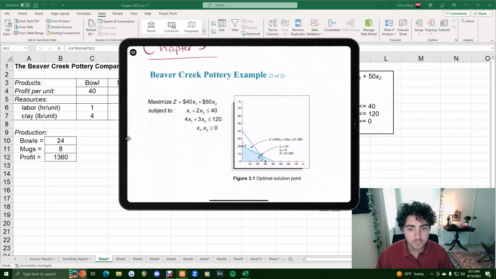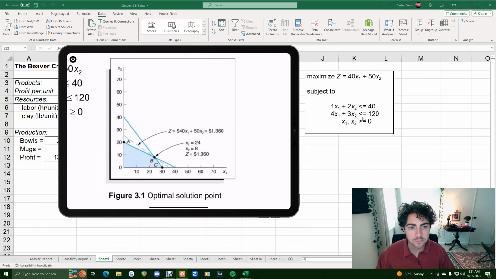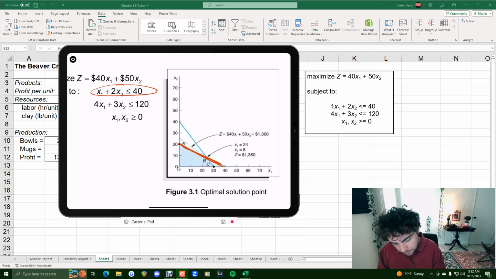Now, let's refer back to this little graph here. Notice how they have graphed the constraints. They have graphed 1x1 + 2x2 = 40. I'm assuming that's this line here. So let me use my pencil. That line is probably this constraint right here. And then 4x1 + 3x2 = 120, that's likely this line here. And again, that goes back to the intercept.